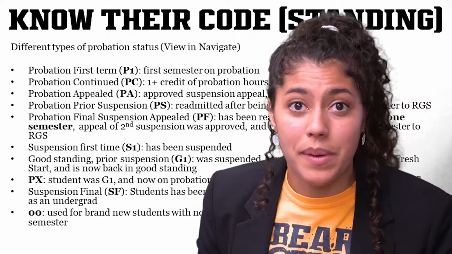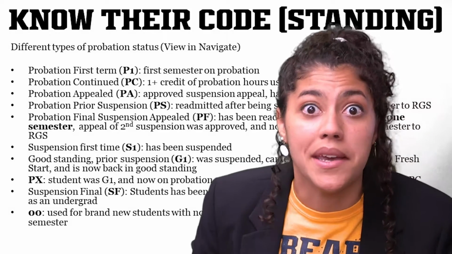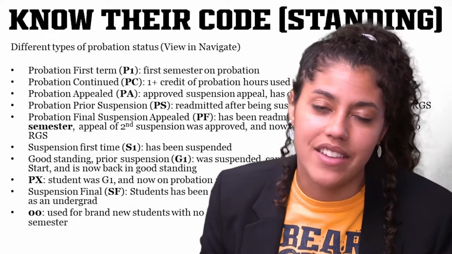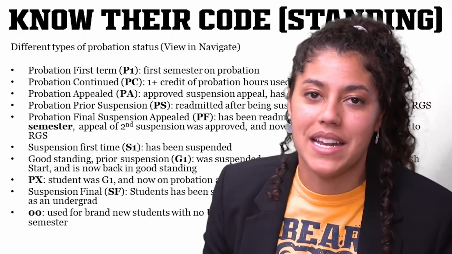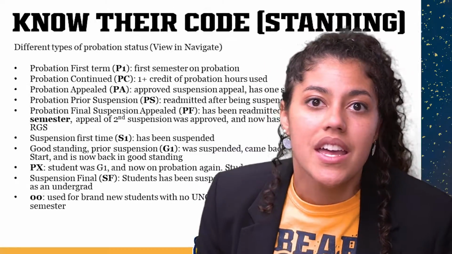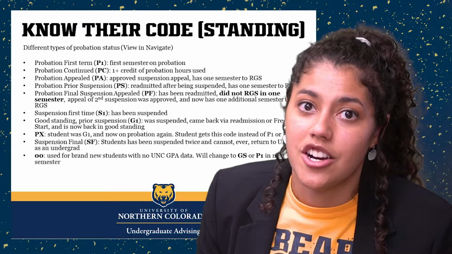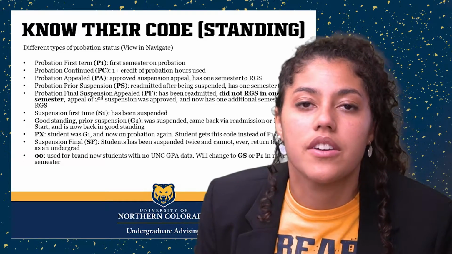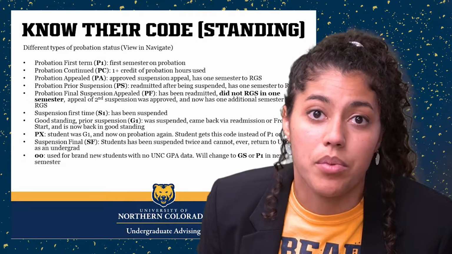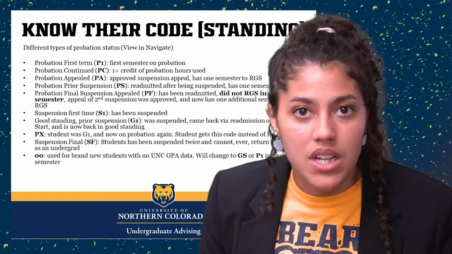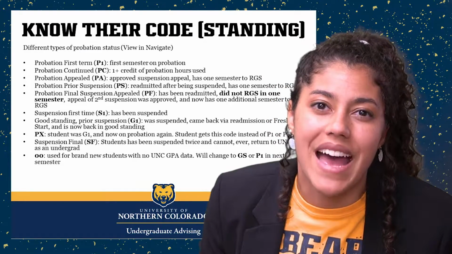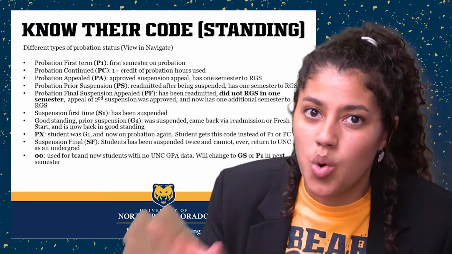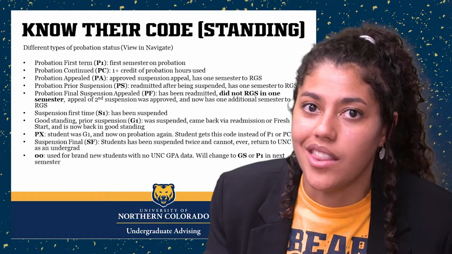Now, again, we have a ton of codes. Anything with academic probation is going to start with a P in front of it. So if you're searching Navigate, you can certainly look for P after you type in academic standing code. Now, the most common students are going to be P1, and those are students on their very first semester of academic probation. The next most common that you will see is PC. These are students who have at least one credit towards their 24 probation allotment.